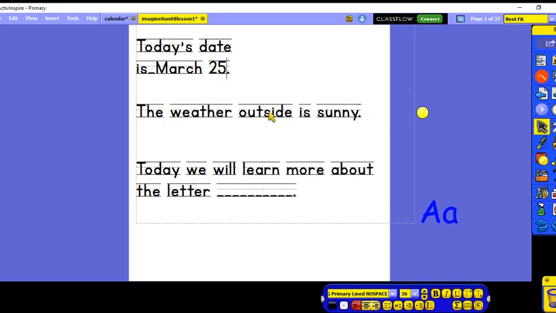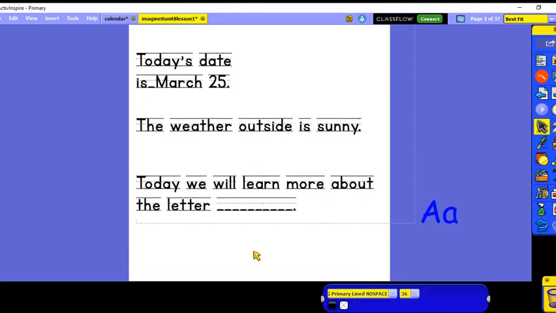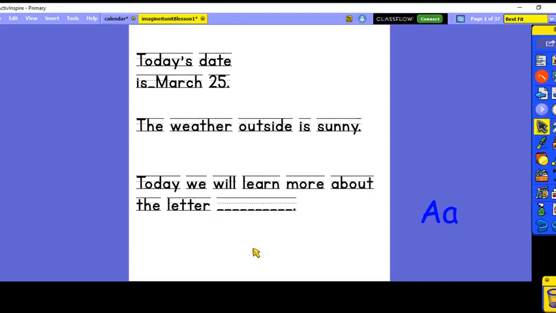The weather outside is sunny. Today we will learn more about the letter. Okay, we're learning more. Now we've turned all of our letters over. I know you can picture our wall at school that has all of our letters on there. And we've turned them all over and learned all the sounds. And today we're going to learn more about some of our vowels. So let's see which letter we're going to learn more about.